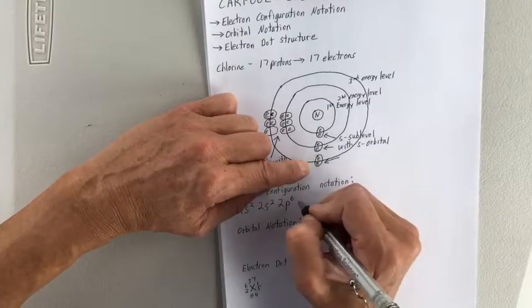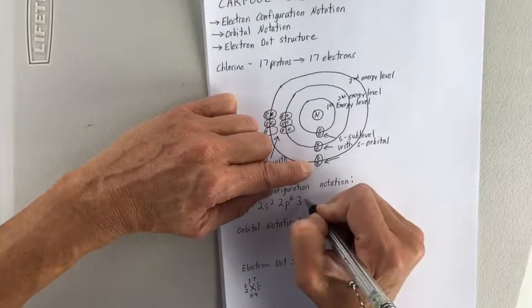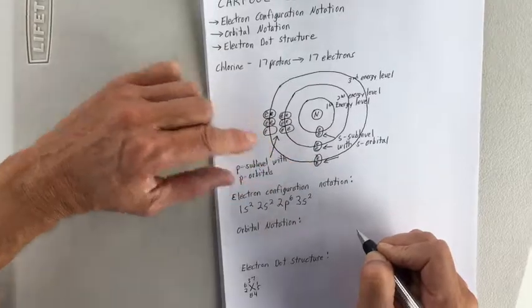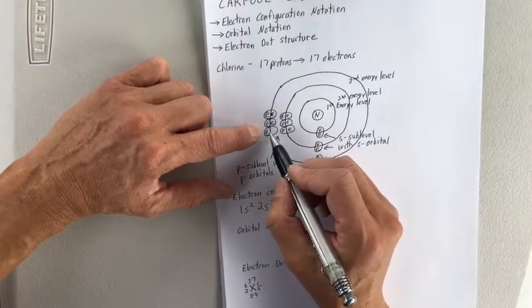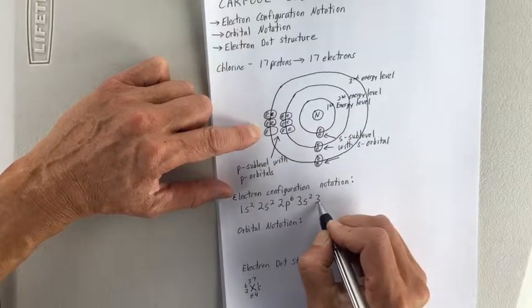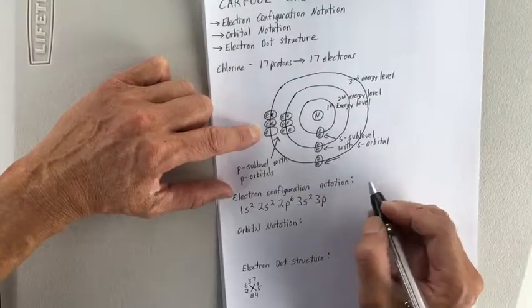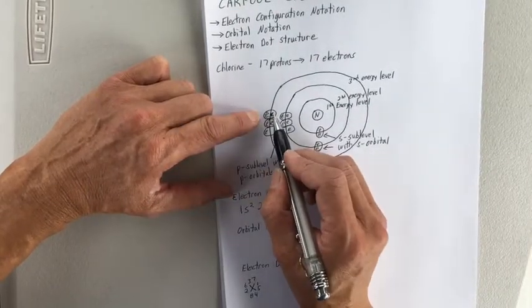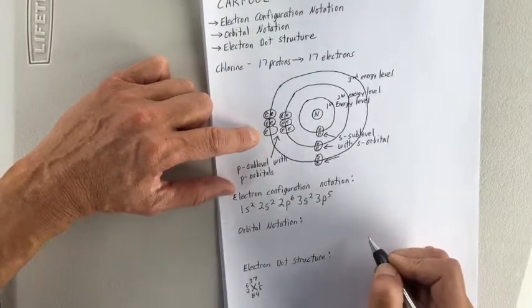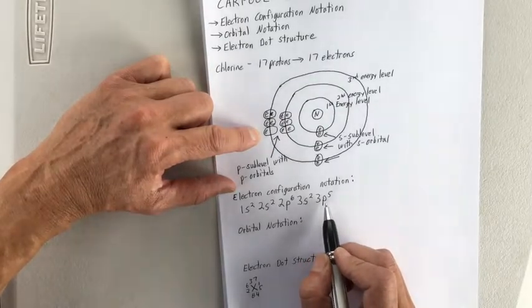Let's move on to the next set of electrons that we placed. They're in the third energy level, so we put a 3. They're in the S sublevel, so we put an S. And there are 2 of them, so we put a 2 as a superscript. And finally, our last electrons that we placed, they're in the third energy level, so we put the 3. They're in a P sublevel, right over here. And how many are there? There's 1, 2, 3, 4, 5. 5 electrons. So we put a superscript of 5 there. And this is our electron configuration notation.